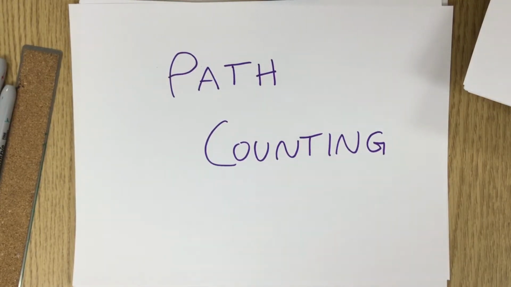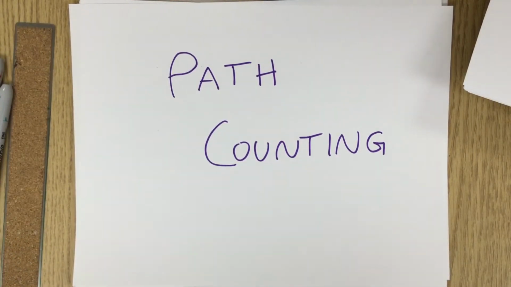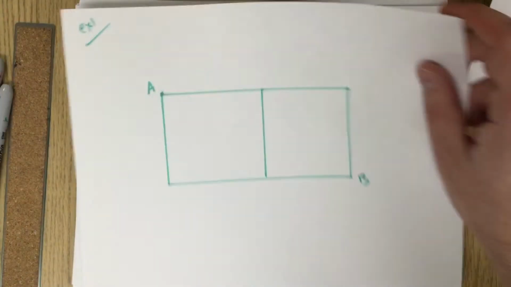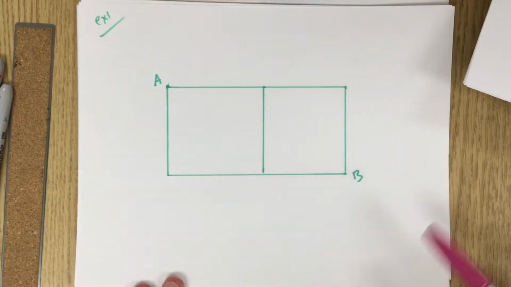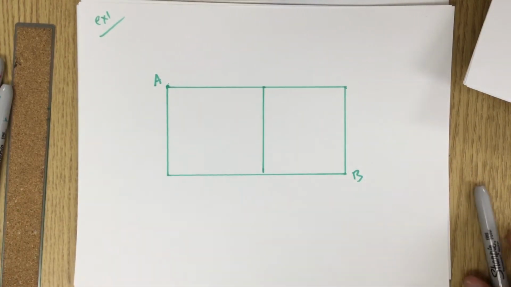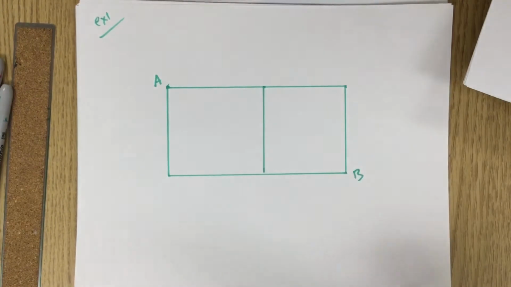So now we're going to do a different type of counting. We're now going to be doing path counting. Now I've pre-drawn the diagrams for this because it takes me forever to draw these normally. So the rules are generally going to be that we're going to start at A and go to B.